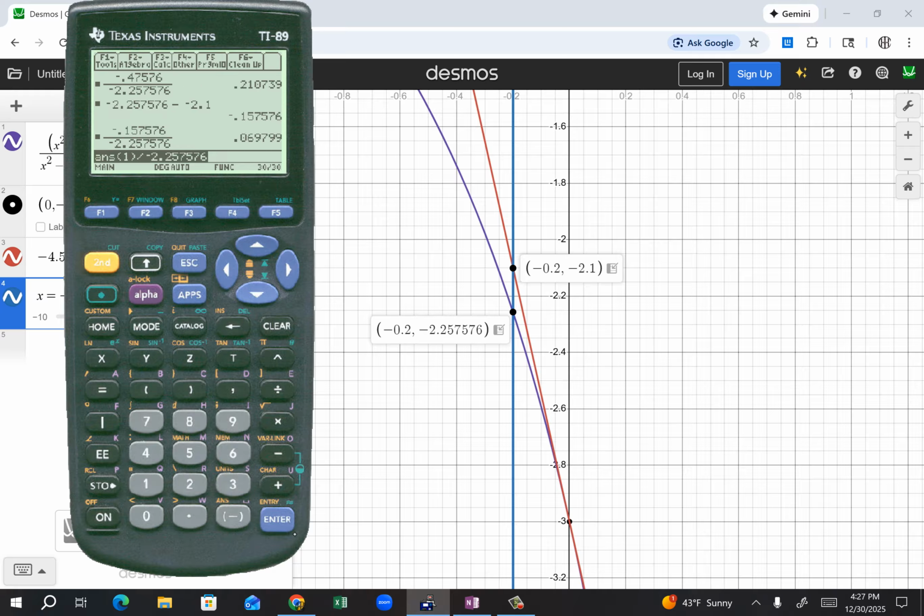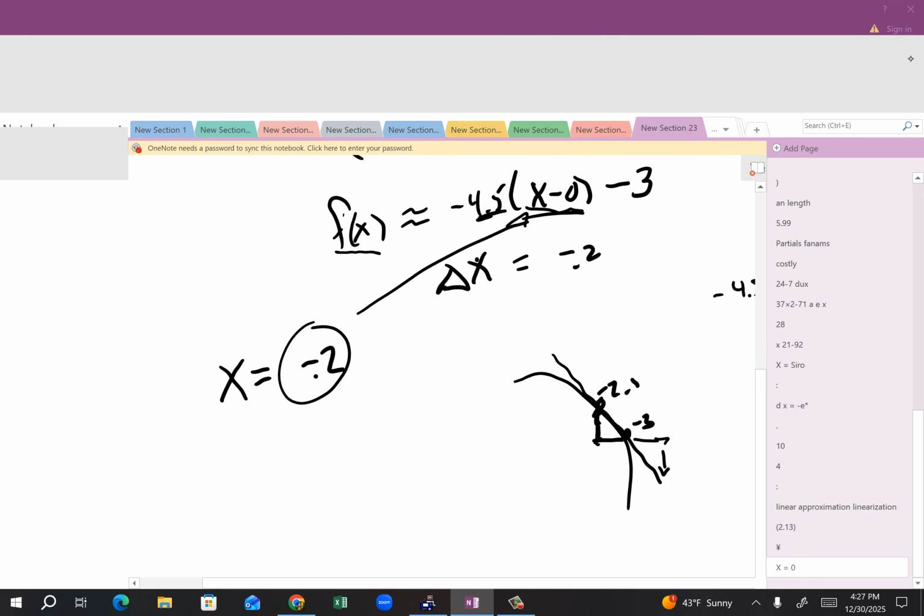That makes more sense. That's the sort of thing you'll be doing as we get into what we call linear approximations. That's what we're doing.